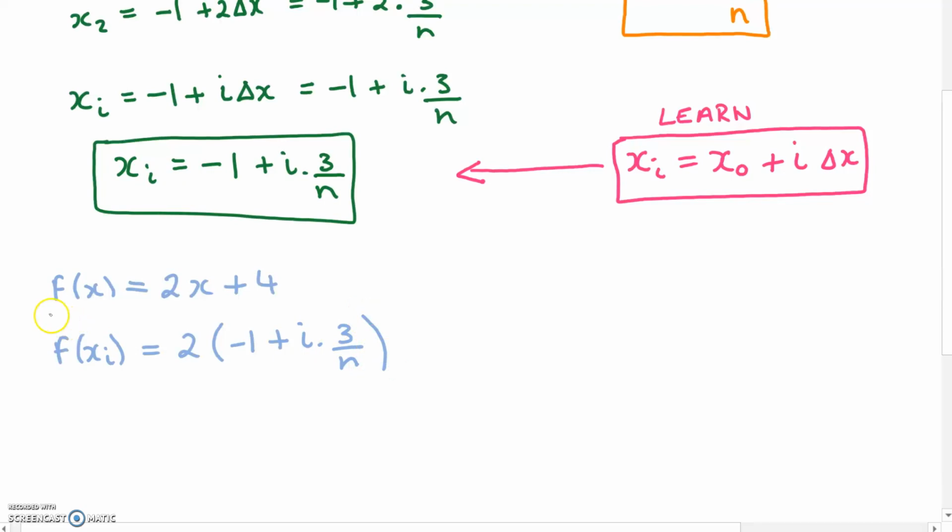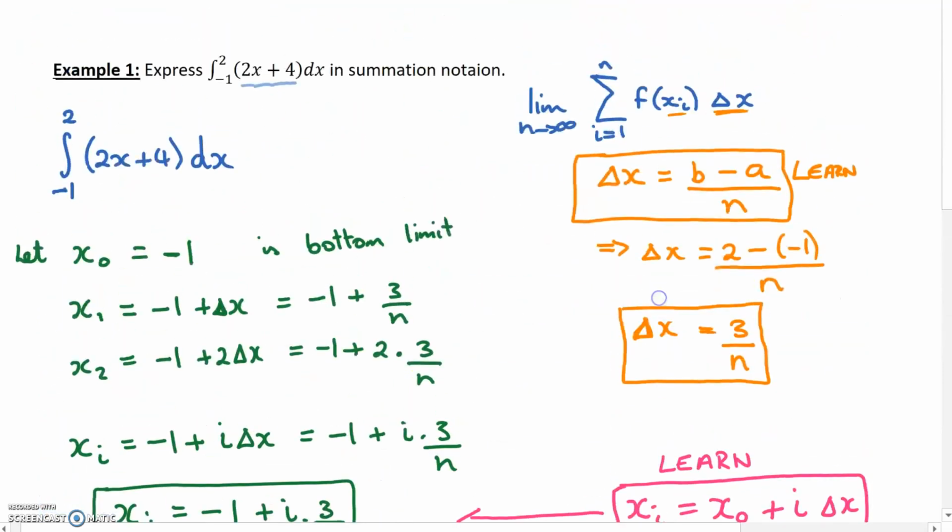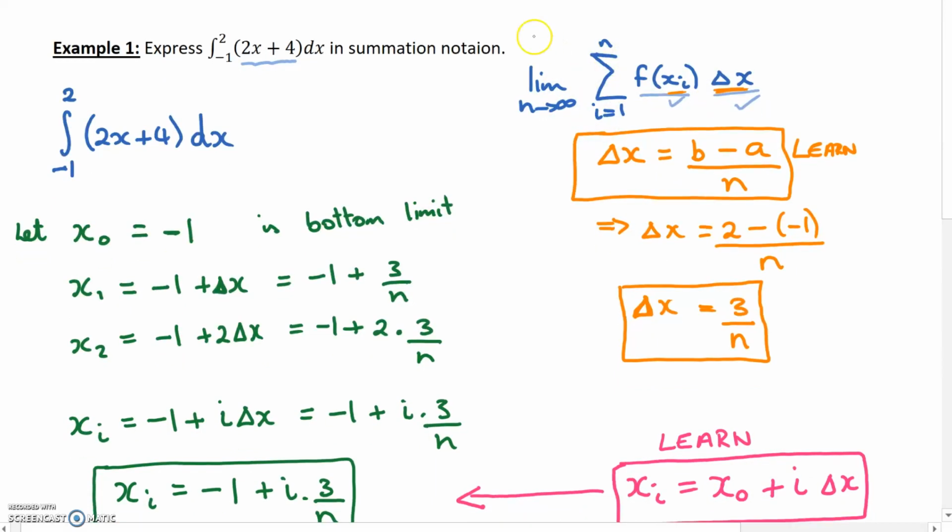Okay? And now we have all the pieces that we need. We've got f of xi, we've got delta x, and this is standard. This bit is never going to change. Okay, this bit here is not going to change.